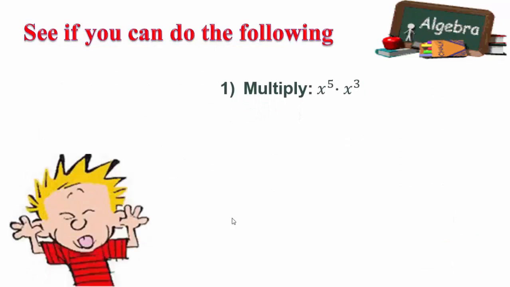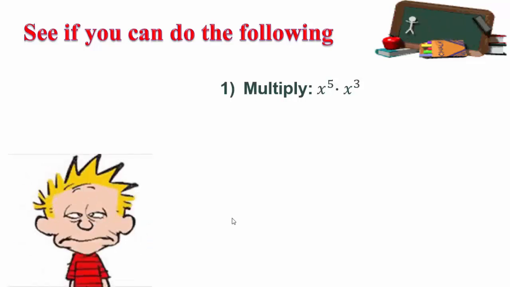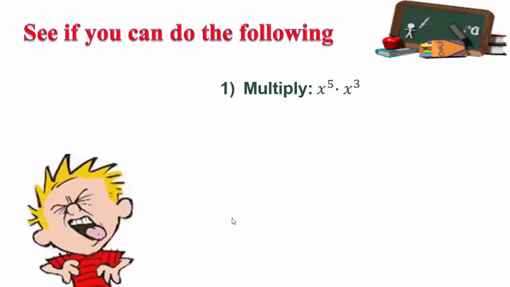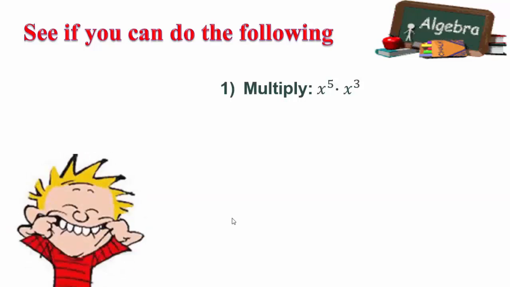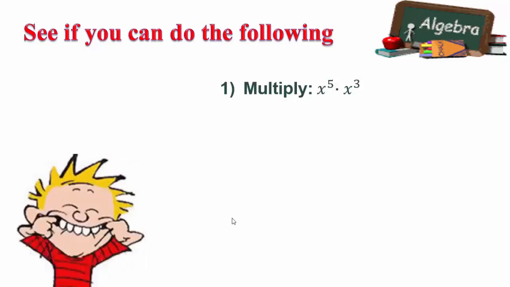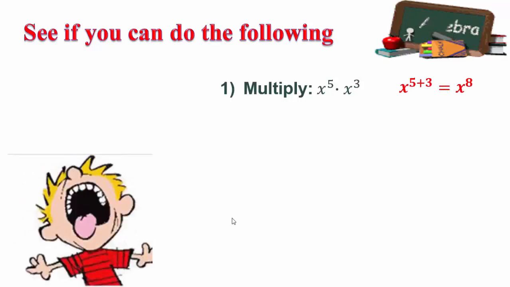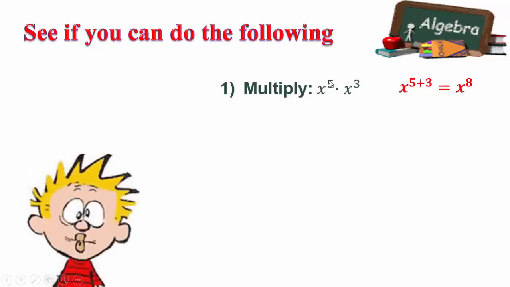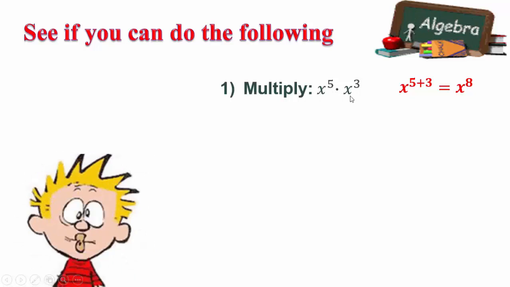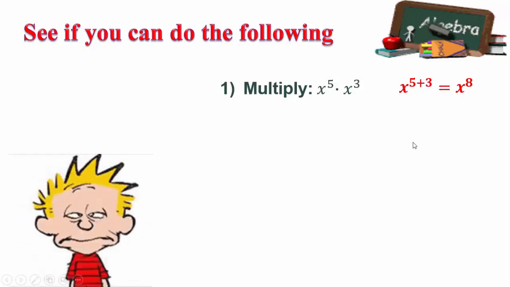So let's see if you can do the following. Why don't you take out a pencil and paper and see if you can multiply x to the fifth power times x to the third power. Now don't worry if you can't, because we will learn about this in these lessons. So let's see how we can do this. In this case, we multiply, and if you've learned it before, you know that if you multiply exponents, you add up the exponents, and that will give you x to the eighth.